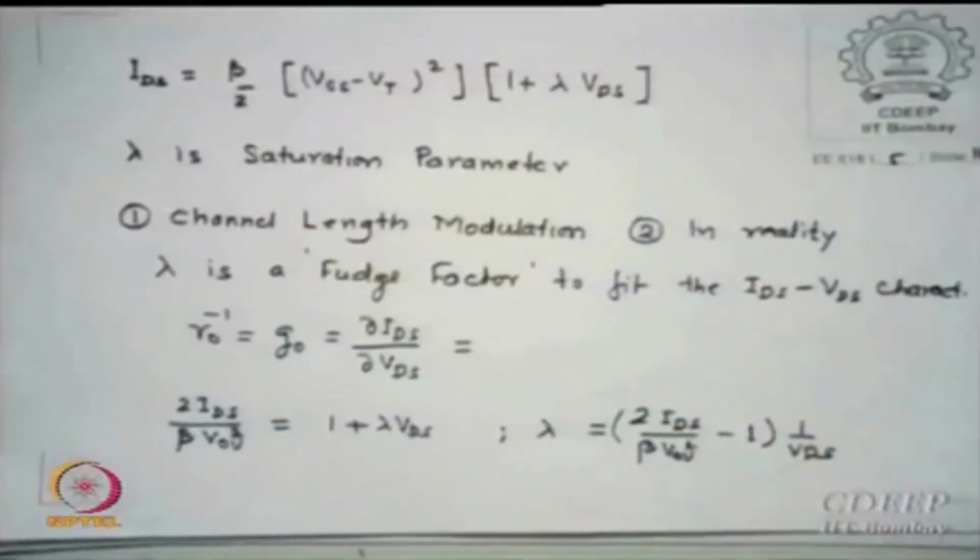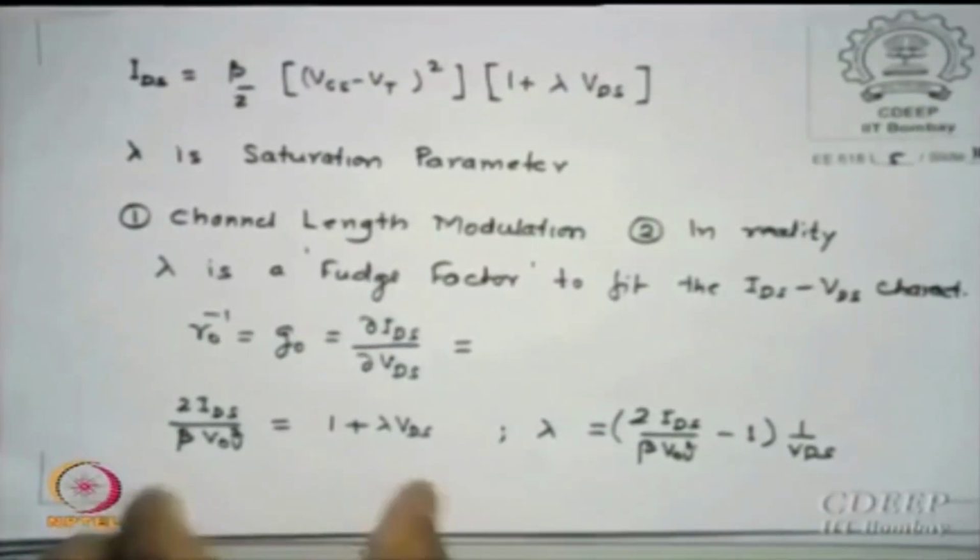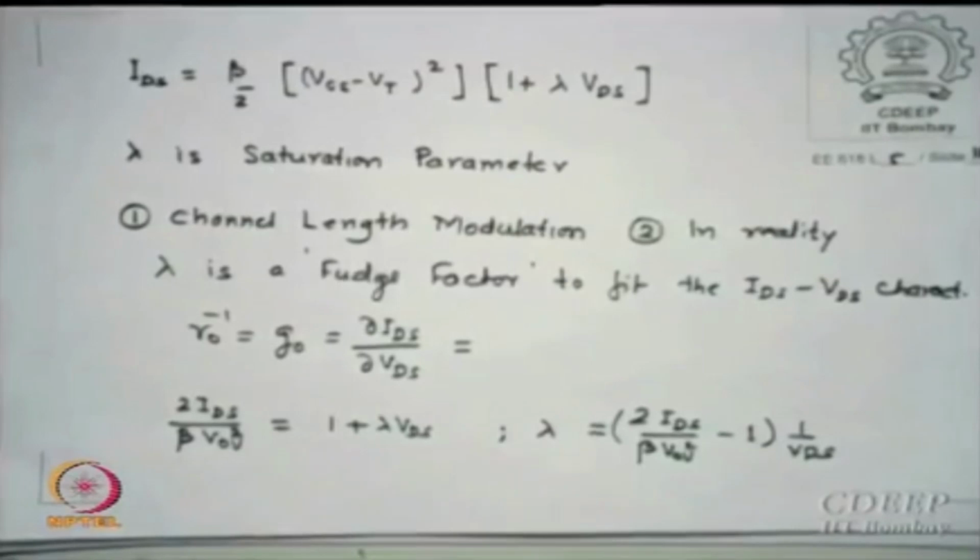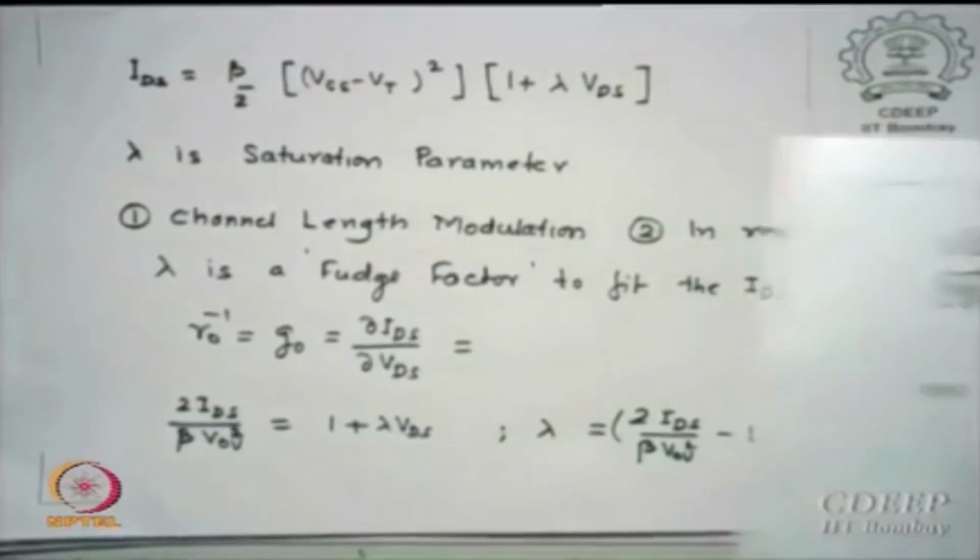This is fantastic to understand, but in real life we always use this as a fudge factor fit. Now, if you do so, one can see lambda is somehow related from this expression to 2 IDS upon beta V square upon VDS, and if I differentiate delta IDS by delta VDS, please remember this is the expression which I am going to use, where lambda is given by this. I will just come back and show you the same expression which I derived earlier.